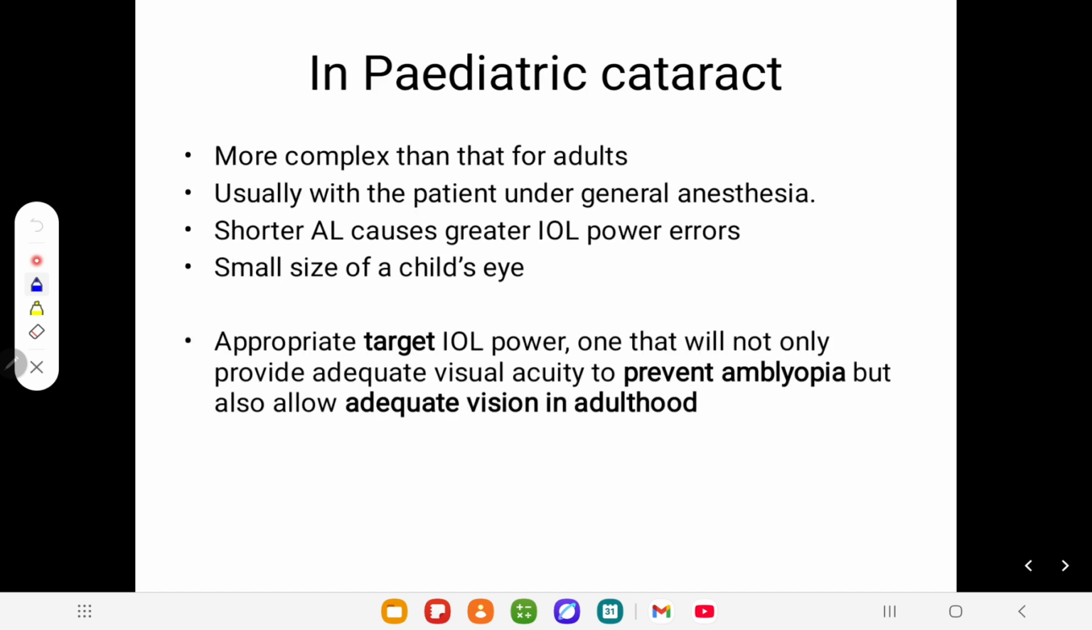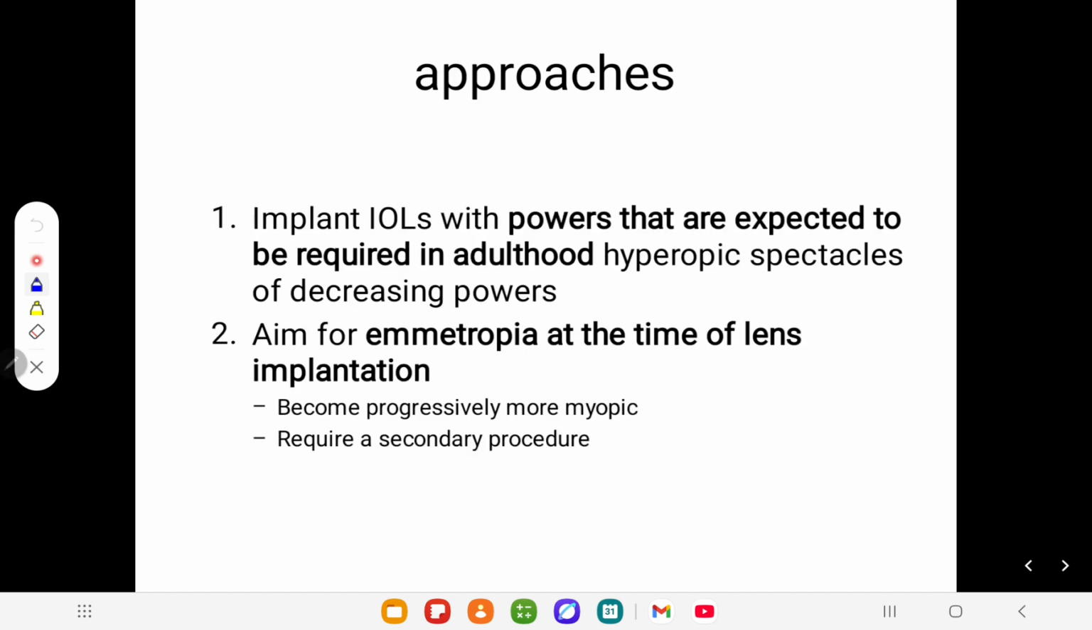Okay. In the case of pediatric, I'm just going over it grossly again, not very deeply. Pediatric cataract is more complex than in adults, obviously, and usually the patient is under general anesthesia, the patient being a child. A shorter axial length causes greater IOL power error, definitely. Small eyes in the child. So the appropriate target IOL power will not only provide adequate visual acuity to prevent amblyopia, but also allow adequate vision in adulthood. It's very crucial in a pediatric case.